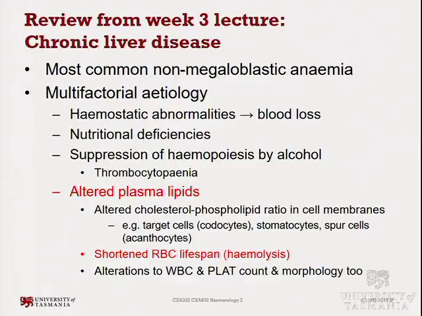So we've already learned about chronic liver disease, but looking at it from a hemolytic perspective, you can see that the altered plasma lipids result in a shortened red cell lifespan. So here's another situation where we have a crossover between our categories of anemia. Okay, we've got a crossover here between our macrocytic anemias and our hemolytic anemias. And so we can see there that we also get alterations to white cells and platelets as well, because of course they have a phospholipid bilayer that is affected by cholesterol phospholipid ratio.